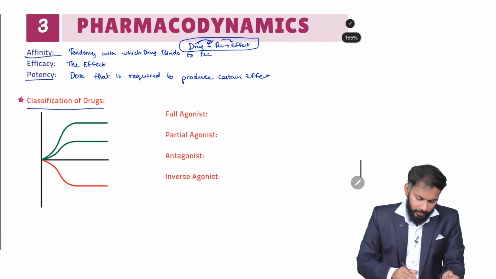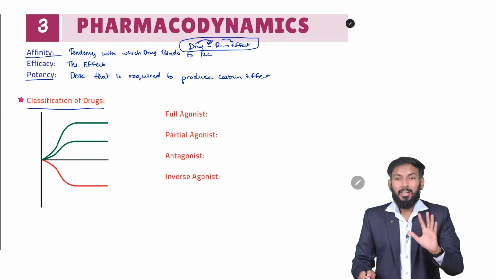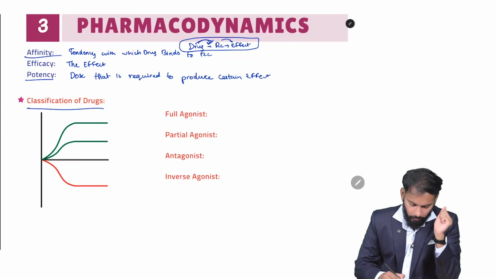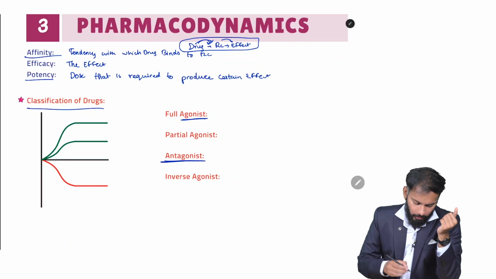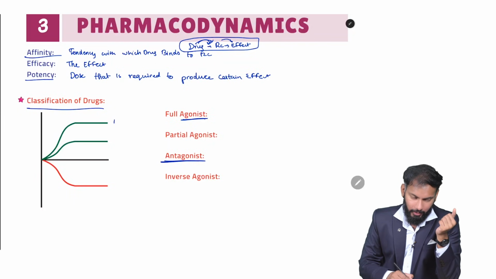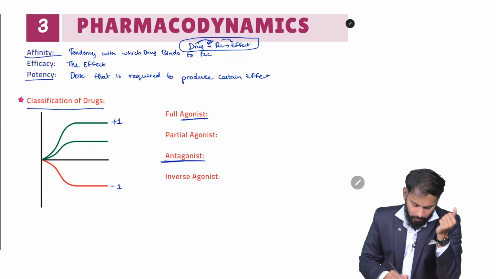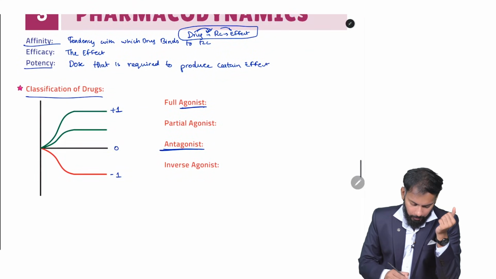Now, classification of drugs. So drugs are divided into two. What are they? Agonist, antagonist. This is what we have told in the beginning in the basic terms. Now we'll see it in detail. Now let us suppose this is the effect. +1 is the maximum effect, -1 is the minimum effect, 0 is in between.